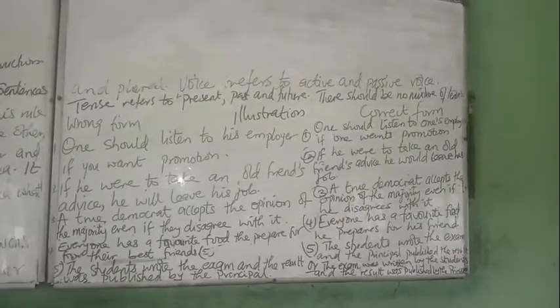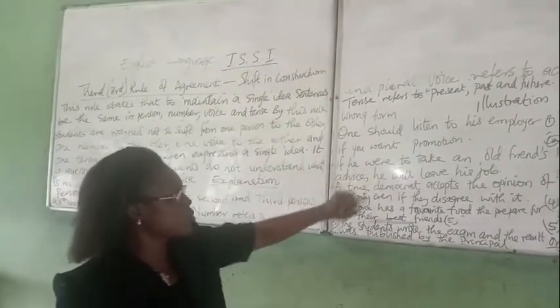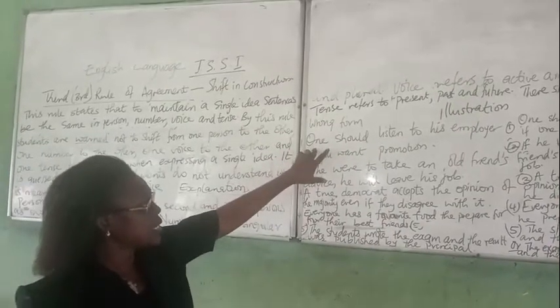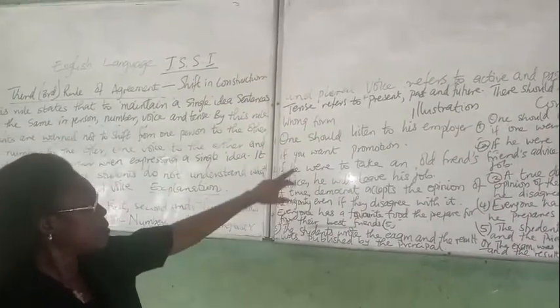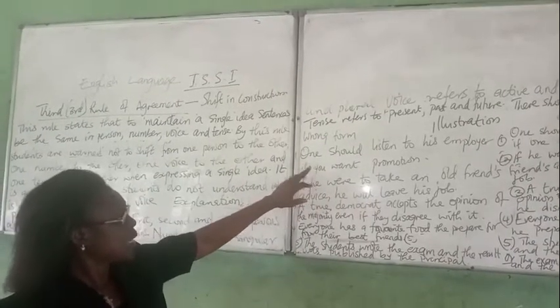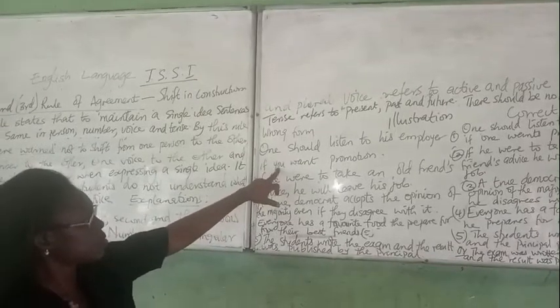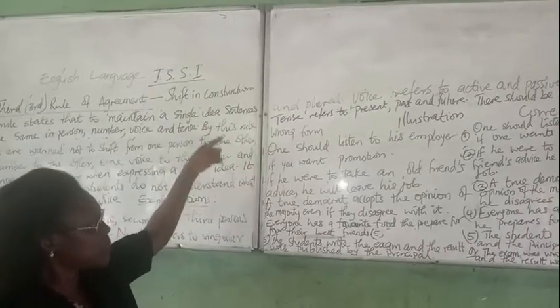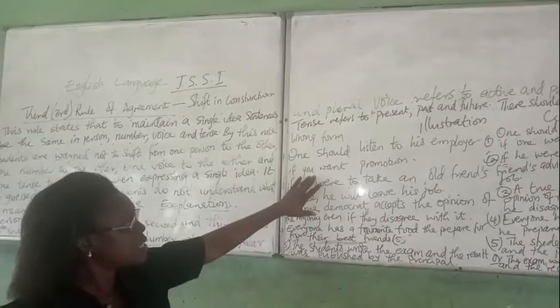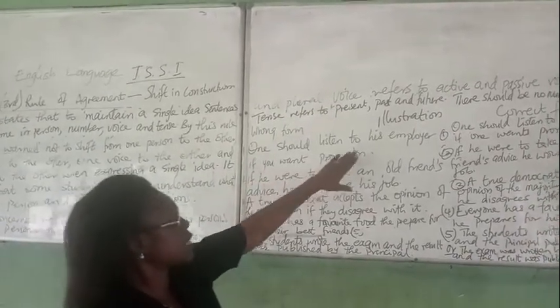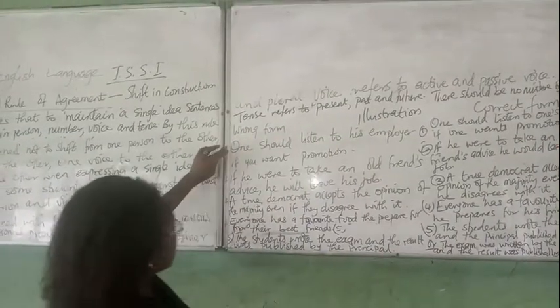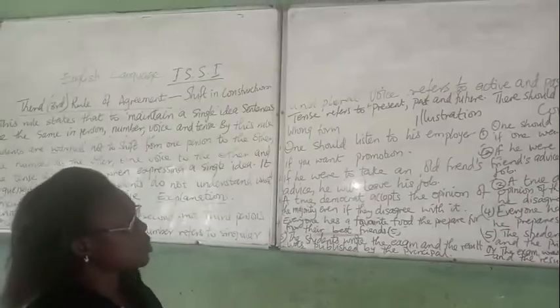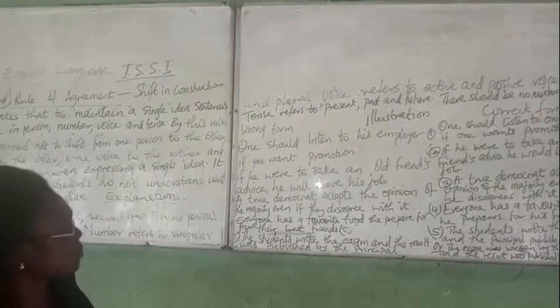I still have something more to talk about tenses. For now, let us use examples to illustrate what I mean. Now, I have: one should listen to his employer if you want promotion. One is singular and is an indefinite pronoun. Now, I'm using you here, which is second person pronoun, and out of place. Because this one is third person, it's like moving from third person to second person, a shift. And as much as this one is third person, it is better again to go with the indefinite. So we now have: one should listen to one's employer if one wants promotion.